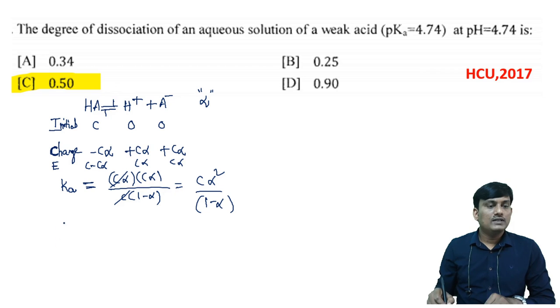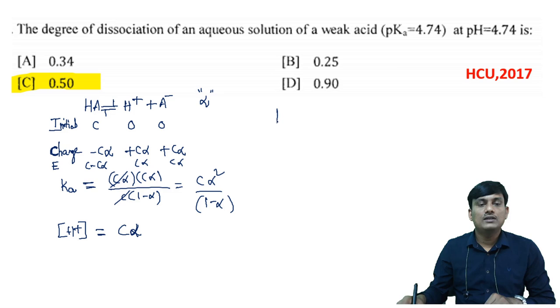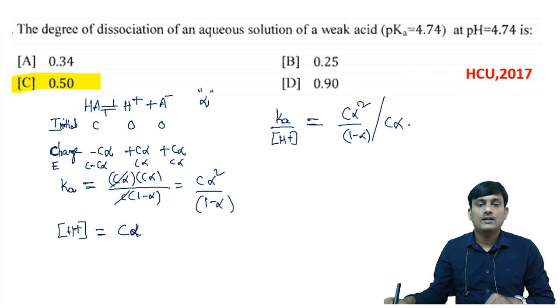From this one, what is the concentration of H plus? H plus concentration is equal to C alpha. When you take the ratio between Ka and concentration of H plus, this one is equal to C alpha square into 1 minus alpha divided by C alpha. So there is a cancellation of C alpha terms, and you will get alpha by 1 minus alpha.